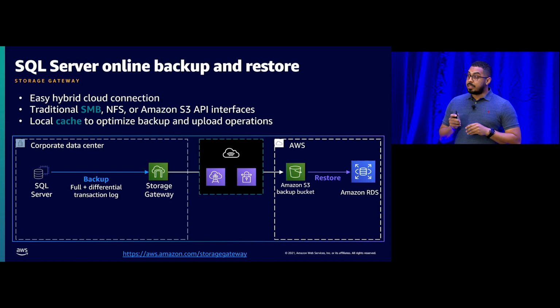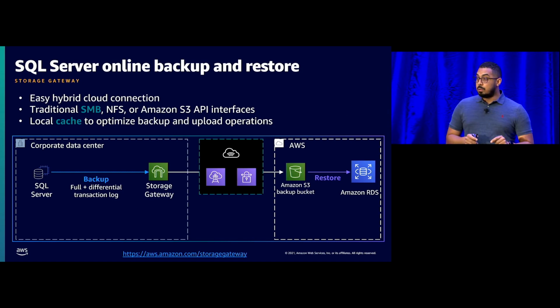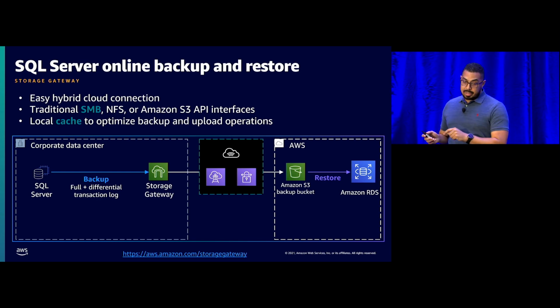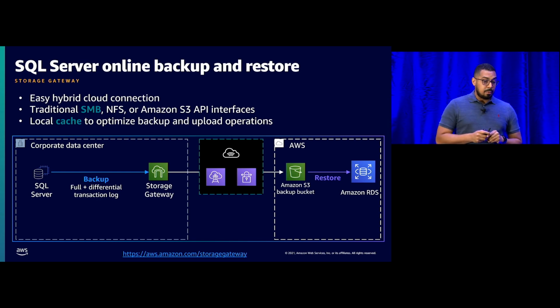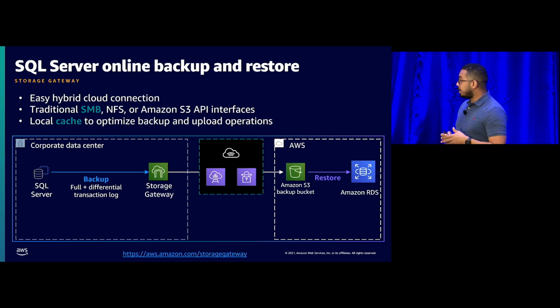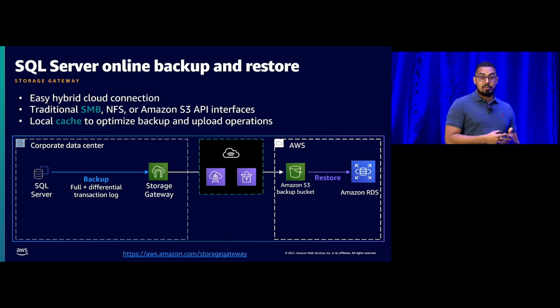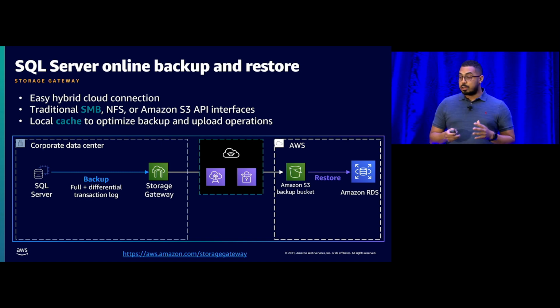So the first option we're going to talk about is using Storage Gateway to move your backups up to AWS. The advantage of Storage Gateway is that it operates with traditional SMB, NFS, and even Amazon S3 API calls. So if you're familiar with existing file shares, I'm sure many of you have them in your own environments, you could leverage Storage Gateway.